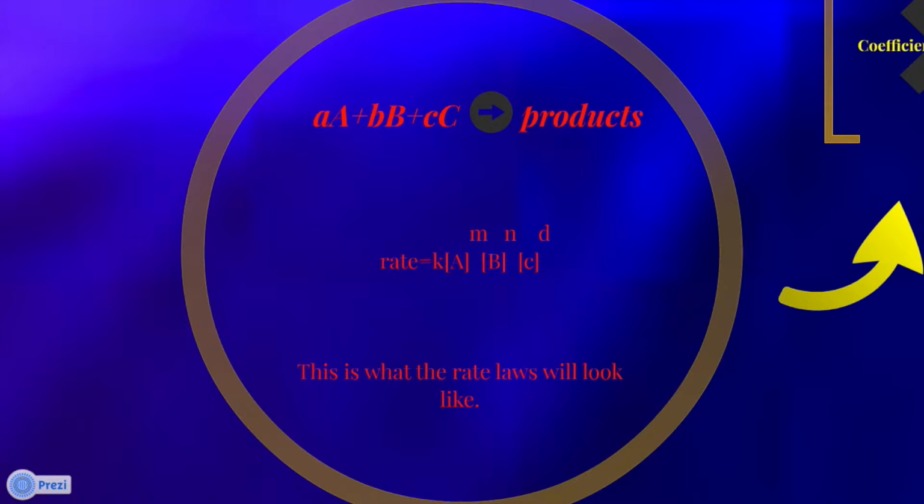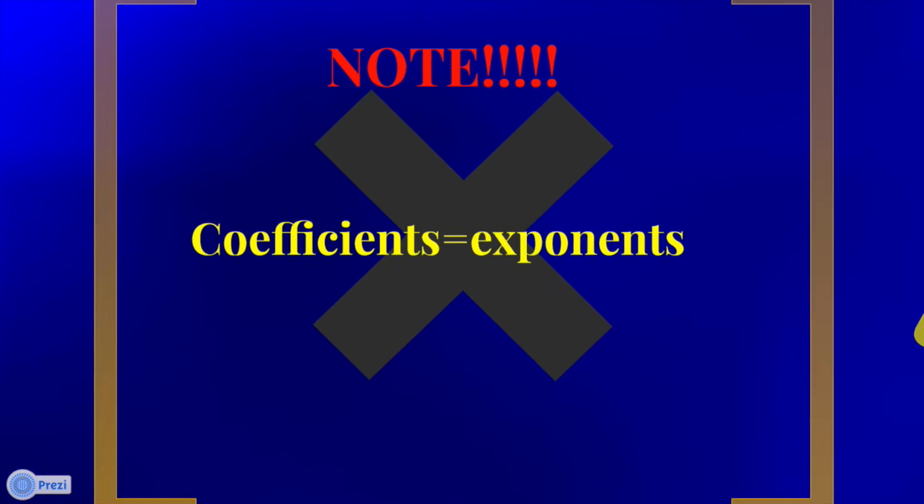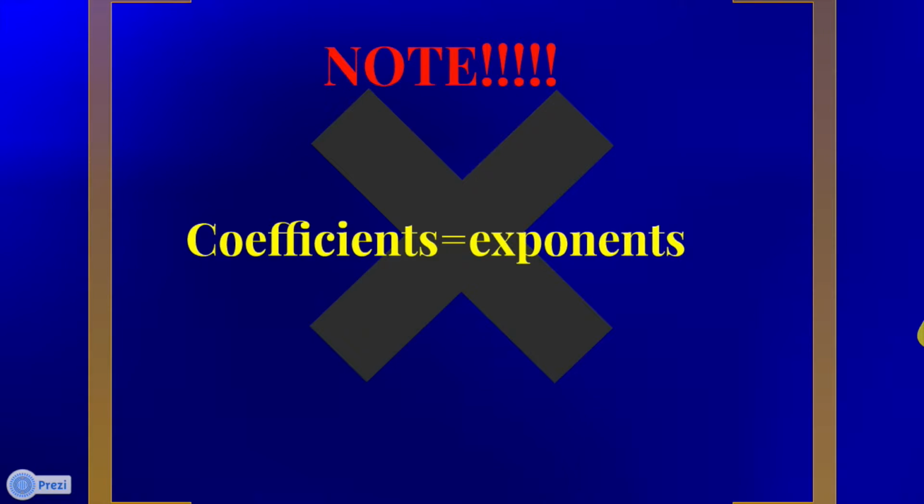So now that we have a foundation for rate in general, we can move on to the rate law. So let's take a look at the reaction shown. Its rate law would be that rate equals the concentration of A to the M times the concentration of B to the N times the concentration of C to the D, where K is known as the rate constant. It's good to note, however, that the coefficients do not have a direct correlation to the exponents in the rate law.